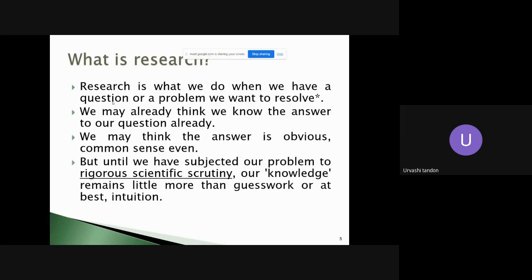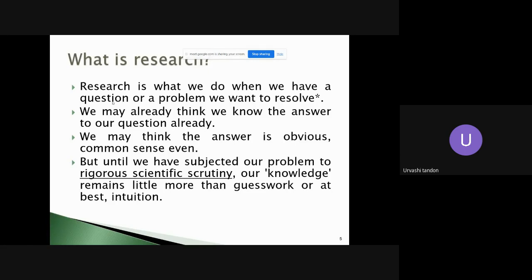So research is what we do when we have a question or a problem we want to solve. Let's say you're working in an organization and there's a heavy layoff, right? And people are not satisfied, people are demotivated. You want to find out the reasons. What is it that's making people very apprehensive and worried, so that they're quitting their jobs? What makes them switch jobs so frequently? So that is also research.